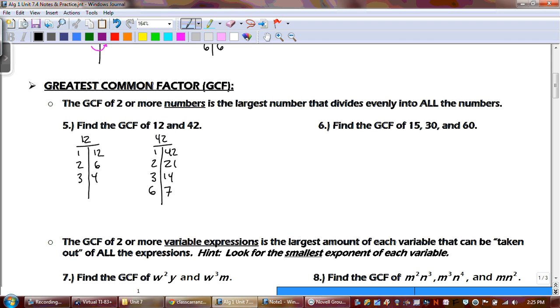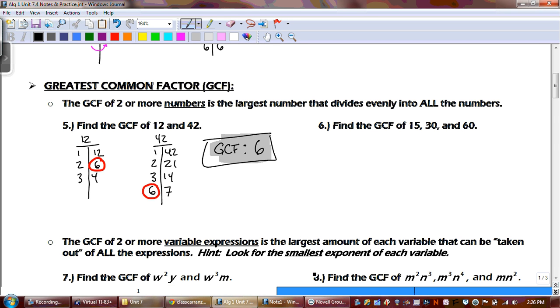So I want the highest number, the biggest number that is on both lists. Is 42 on both? 21? Nope. 14? Nope. 7? Nope. 6? Is 6 on there? Yeah, see how 6 is on both lists? That means that our GCF, you would write it just like this, that the GCF is 6. That's what we're looking for.